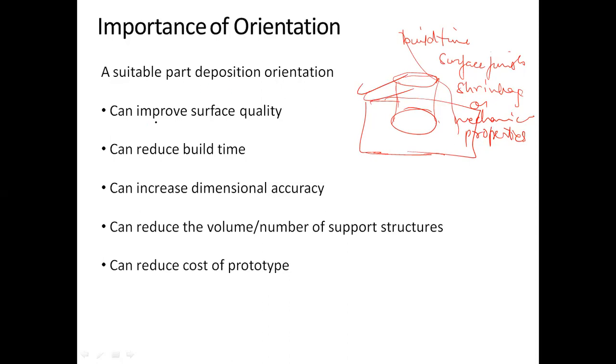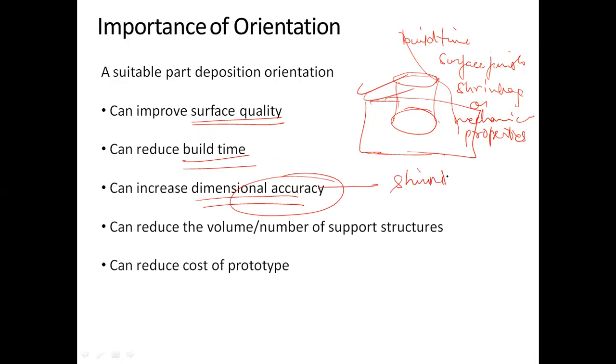A part deposition orientation can definitely improve surface quality. It can definitely reduce build time. It can definitely increase the dimensional accuracy, because when I talk of dimensional accuracy, I'm talking about the shrinkage effects. When I'm talking about surface quality, I am talking about two things: surface finish as well as aesthetics. Aesthetics is the visual output of the body. So there are a lot of issues involved over here.